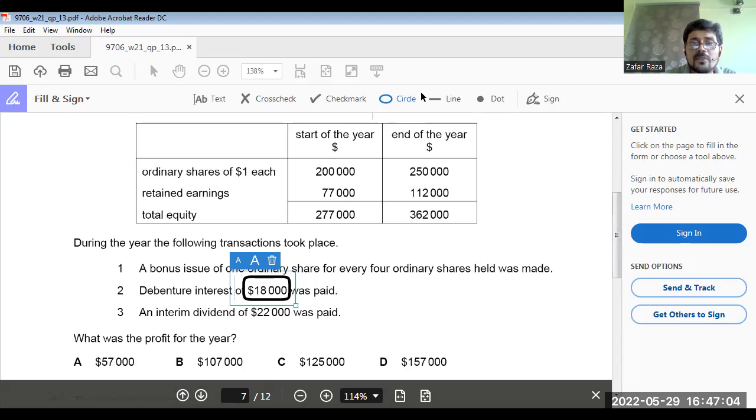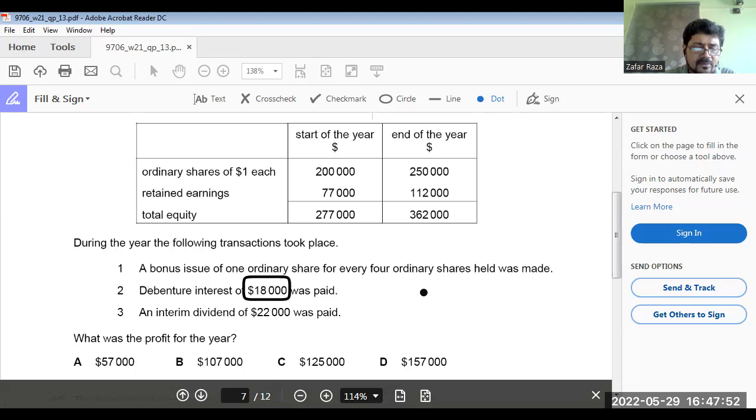Now, we should know the bonus share, because we have to settle the bonus share through retained earnings. So what will we do? Bonus share is 1/4, meaning 25% of the shares at the start of the year. $200,000 was the share capital at the start of the year, multiplied by 25%, means 50,000 more shares were issued as bonus shares. The par value of the share is $1, so the bonus share is 50,000 shares multiplied by $1, which is 50,000. Got it? Now, see, retained earnings at the end of the year, 112,000.